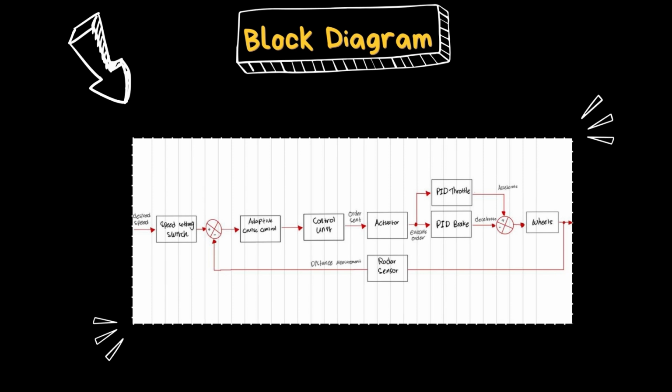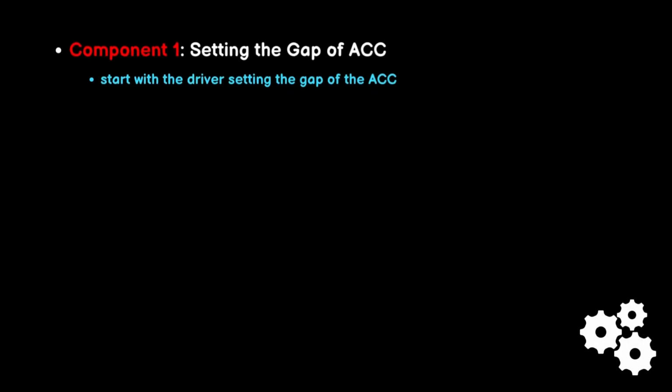Moving to the block diagram of adaptive cruise control systems. This diagram illustrates the main components and how they interact with the ACC system. Let's go through each block step by step. We start with the driver setting the gap of the ACC. This involves selecting the desired following distance between their vehicle and the vehicle ahead. This setting is crucial to determine how closely the ACC system will follow the vehicle in front.